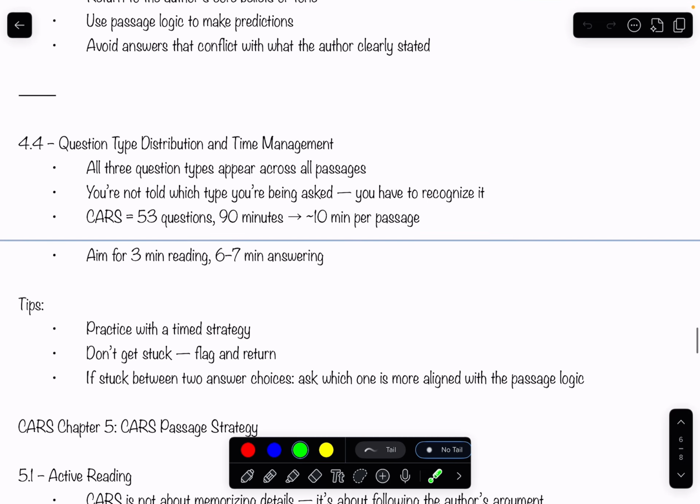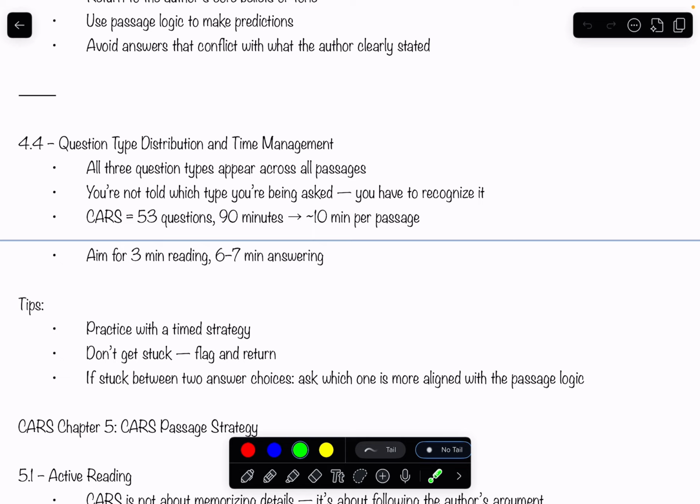Now, question types and distribution. Let's talk about this. All three question types are going to appear in every passage. You're not told which type you're being asked, so you need to recognize it. They say it in the explanation, though. AAMC will say, this was a blank type of question. But obviously you're not going to know while you're reading.